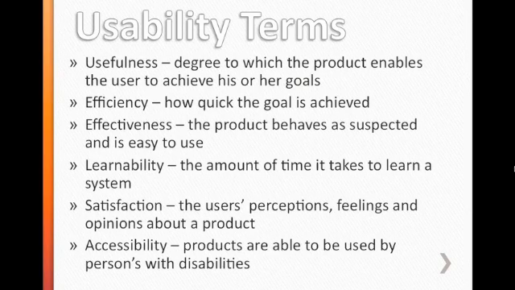So satisfaction is the user's perceptions, feelings, and opinions about a product. How does it make them feel? Are they happy with the product? Does it look good? Does it run how they want it to run? It's funny how much psychology can play into the usability of a product. So you want to keep that in mind when you're designing your manuals.